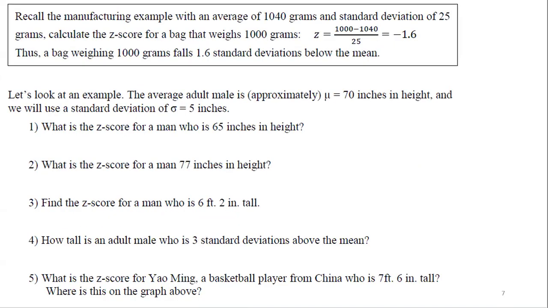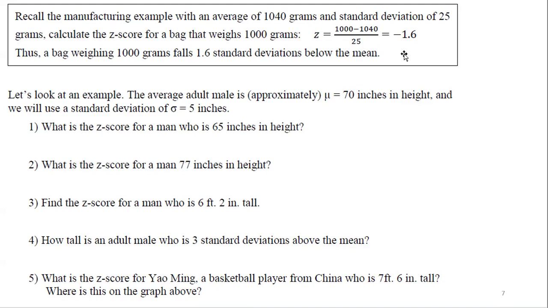It says, recall the manufacturing example with an average of 1,040 grams and a standard deviation of 25 grams. Calculate the z-score for a bag that weighs 1,000 grams. Here is an example they give us. So z is equal to 1,000, that's the number they give you, minus the average, which was 1,040 grams, divided by the standard deviation, which is 25. And then you get a z-score of negative 1.6.